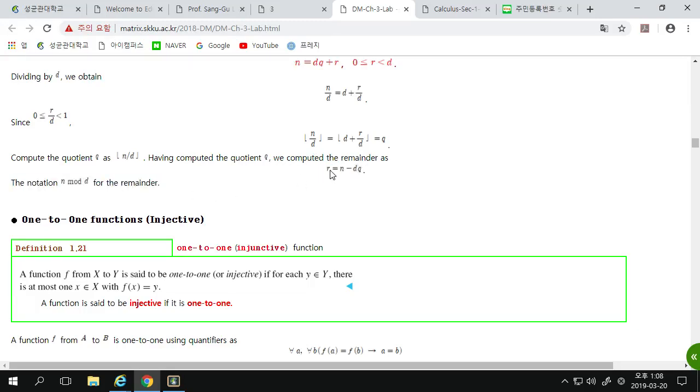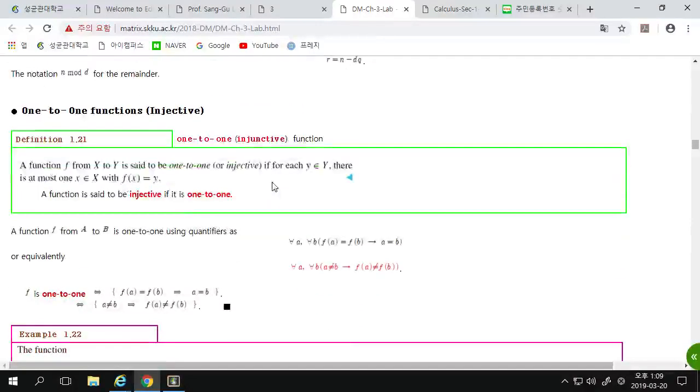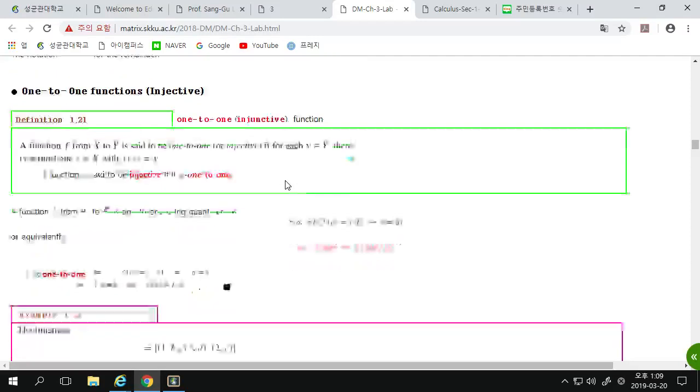In this case, the remainder r can be considered as n mod d, because this is the remainder when n is divided by d. So n mod d is going to be the remainder. The remainder can be defined in that way, like what we did on the calendars.